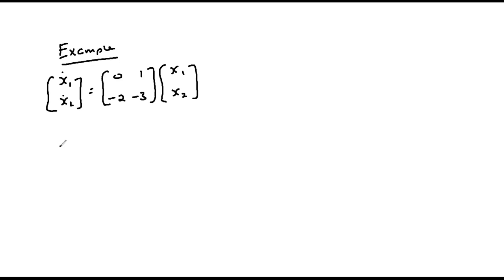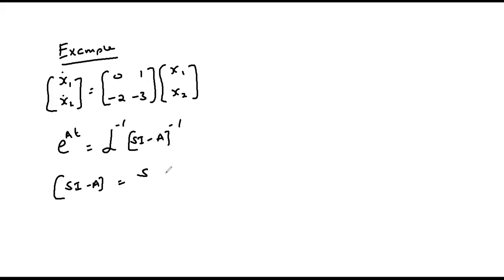The state transition matrix, e to the power At, is defined as the inverse Laplace transform of (sI minus A) inverse. Our sI minus A is the matrix: we multiply s by an identity matrix 2 by 2 and subtract A to get [s, -1; 2, s plus 3].